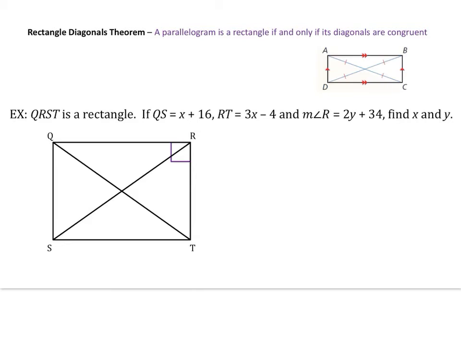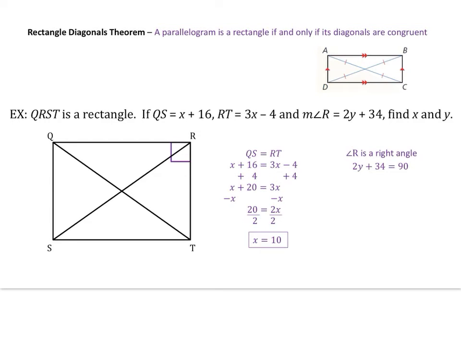So we know that QRST is a rectangle. We're given that information. So if QS equals x plus 16, RT equals 3x minus 4, and the measure of angle R equals 2y plus 34, we want to find x and y. So we can say that the diagonals are congruent. So QS is equal to RT. Therefore, we substitute x plus 16 equals 3x minus 4, and then from here, use your algebra skills to solve for x. All right, so we do all our algebra steps, solving, combining like terms, and we get a result of x equaling 10.